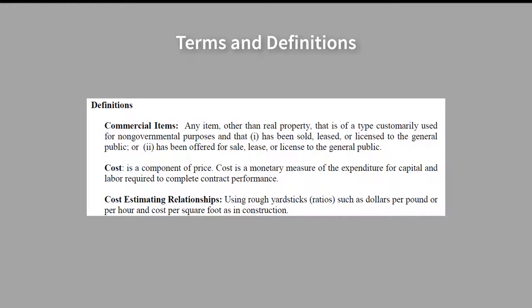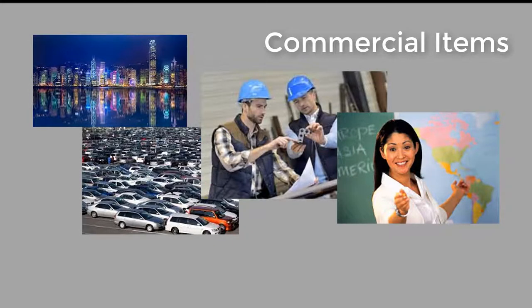Before we talk about the methods to develop and use an IGCE, let's first define the terms and definitions that are deeply associated with IGCEs. Commercial items are any item, other than real property, that is of a type customarily used for non-governmental purposes and that has been sold, leased, or licensed to the general public, or it has been offered for sale, lease, or license to the general public.